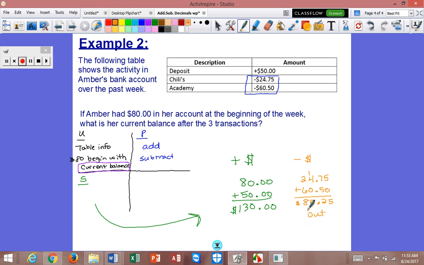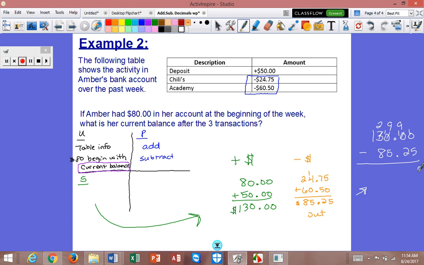Now that I've done that, I know I need to subtract these. There was 130 at one point. Now I want to take out the $85.25, and I'm going to write that over here. $130 minus $85.25. I need to borrow, so I'm going to come over to this 3, make it a 2. And I'm going to change everything until I get back to this last part.